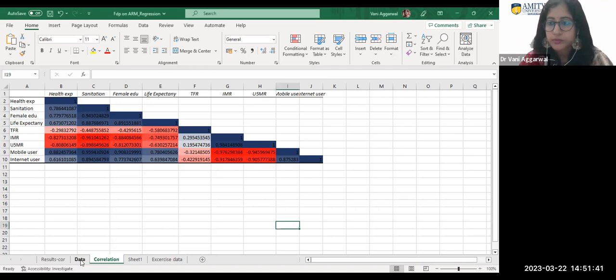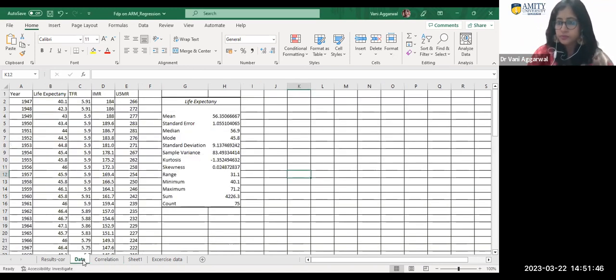You need a frequency table. Okay, because histogram is based on the class interval, so you need a frequency table. So first we will create a frequency table. For example, I want to create a histogram for the life expectancy indicator. Okay, so what I see here, my minimum is 40, right? Maximum is 71. Okay, so how would I create my intervals?